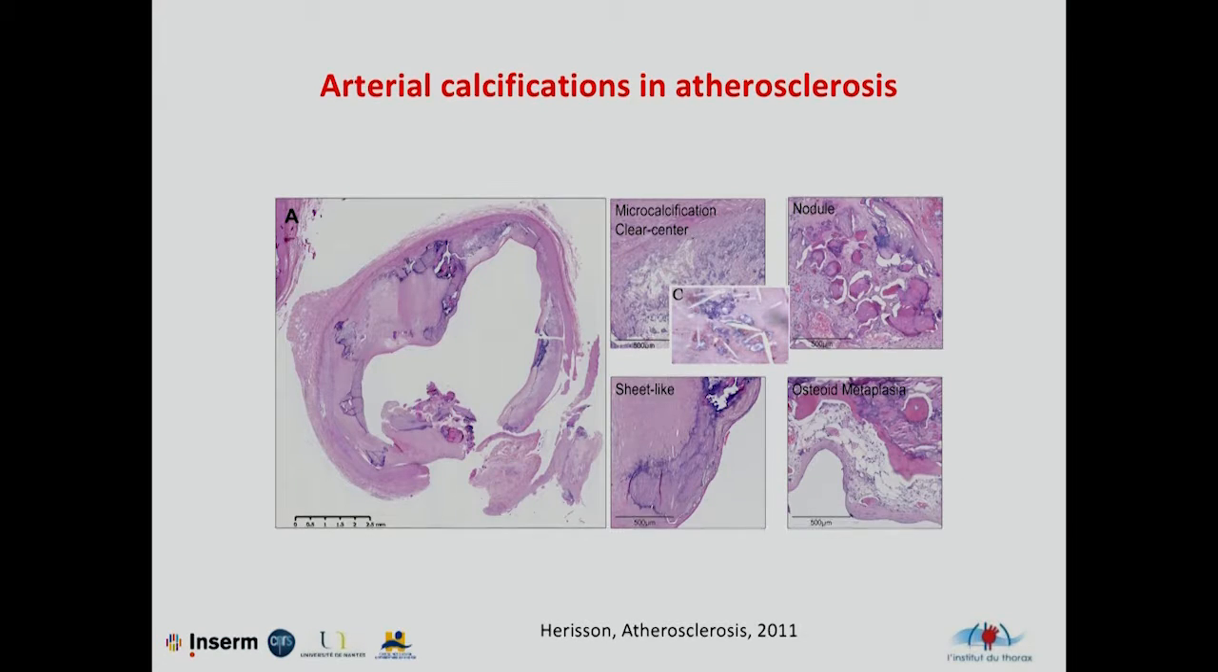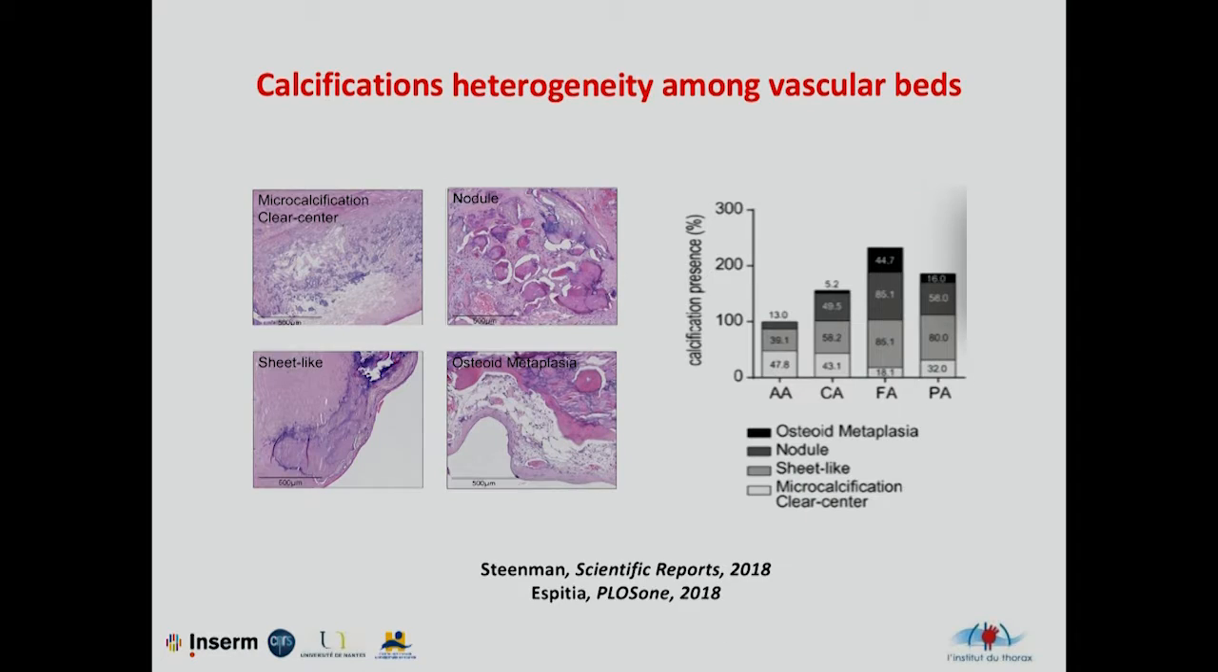You can see here bone, in fact, with osteocytes, and here it's bone marrow. And so we know that the osteine metaplasia is different according to the vascular bed. For example, in carotid, we have less than 20% of osteine metaplasia. But if you look at the common femoral artery or the SFA, it's up to 60% of bone and bone marrow in the atheromatous plaque.